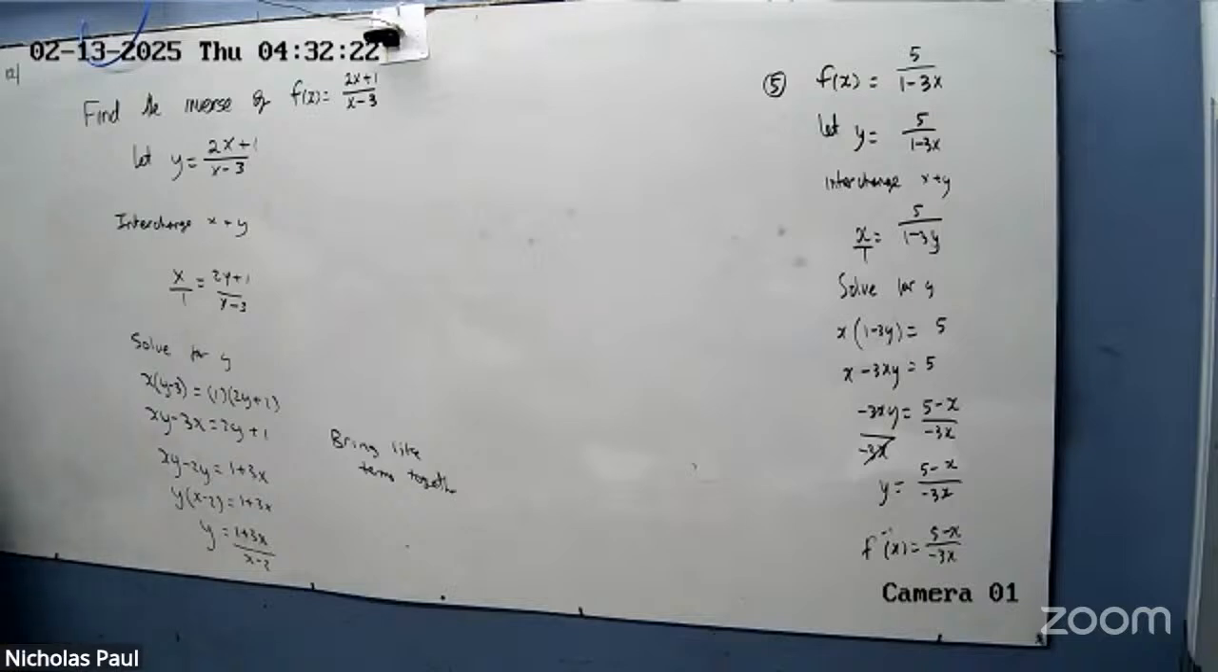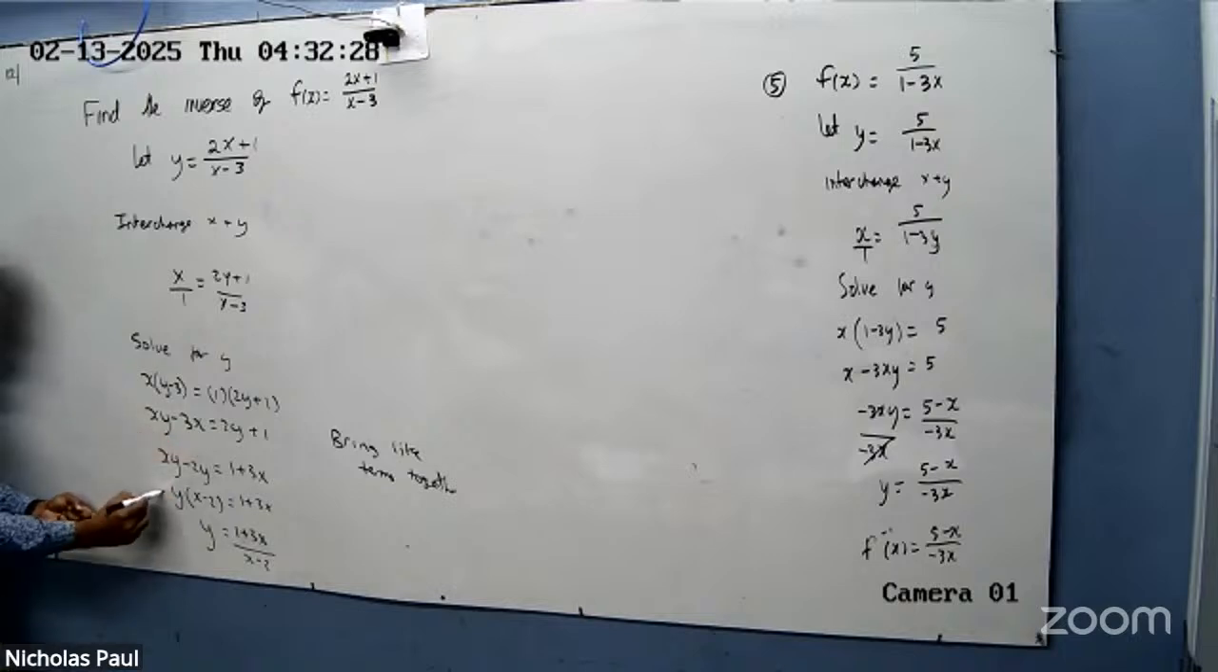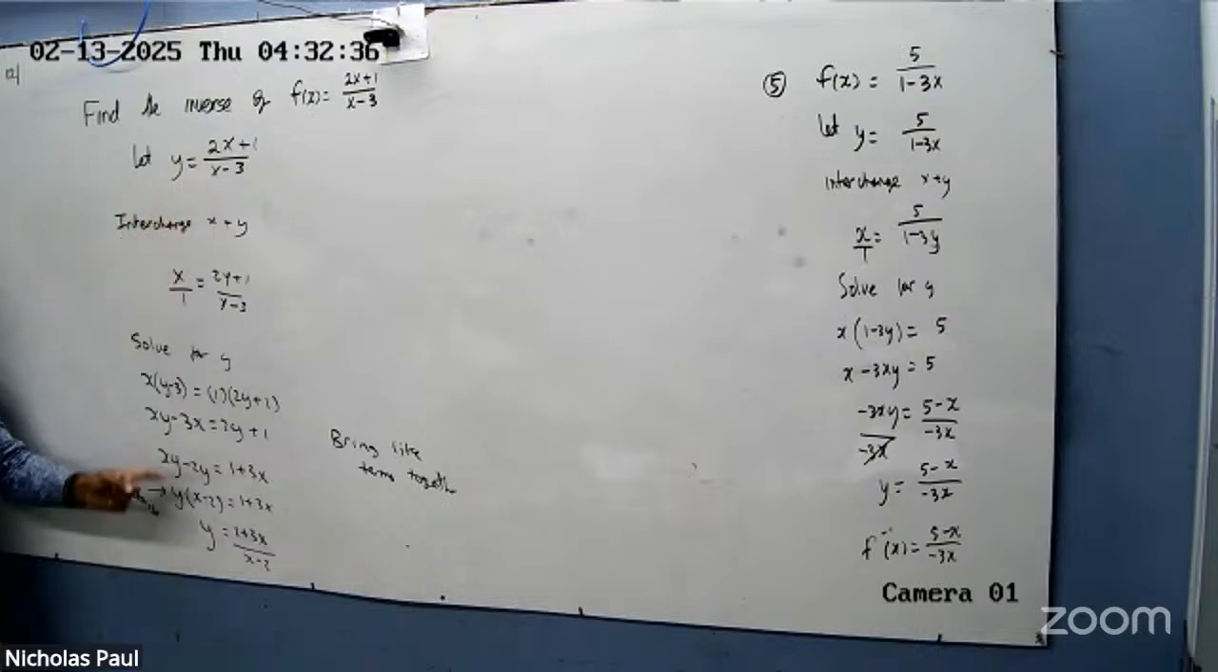That's okay? That's the answer. So what are the two steps? I bring like terms together and here I factorize. Right? So whenever I see questions looking like this, these are the steps that you generally take. Okay? Copy it down.